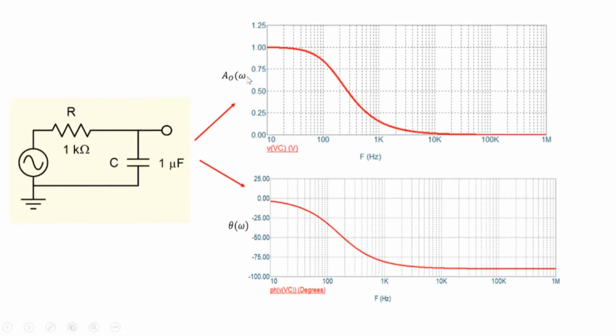This circuit can be understood in terms of A(omega) and theta(omega) here. So that's what we mean by sinusoidal steady state analysis. Excite the circuit through a sinusoid and look at the output. The output could be voltage here. It could have been current through the resistor.